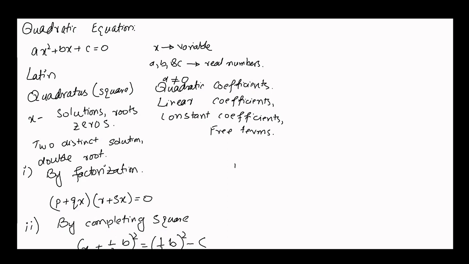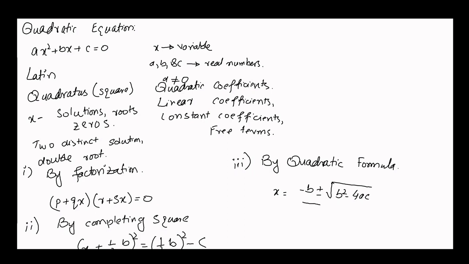And the third technique is using the quadratic formula, which is x = (−b ± √(b² − 4ac)) / 2a.